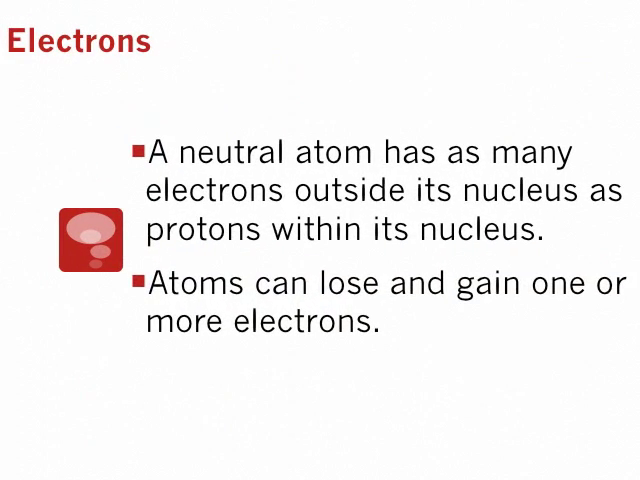Atoms are neutral, meaning they have an equal number of protons with a charge of +1 and electrons with a charge of -1. Neutral means that the positive and negative charges are balanced. Atoms can lose or gain electrons, thus becoming a charged object, which is now called an ion.